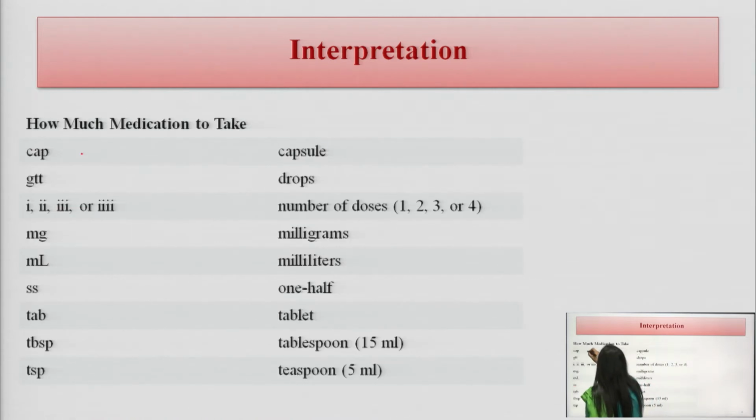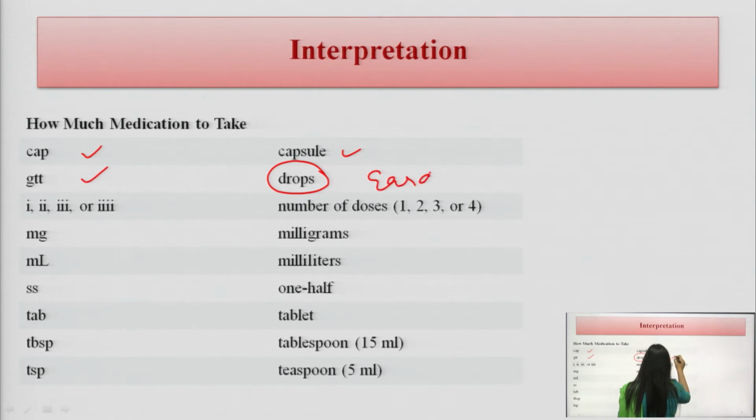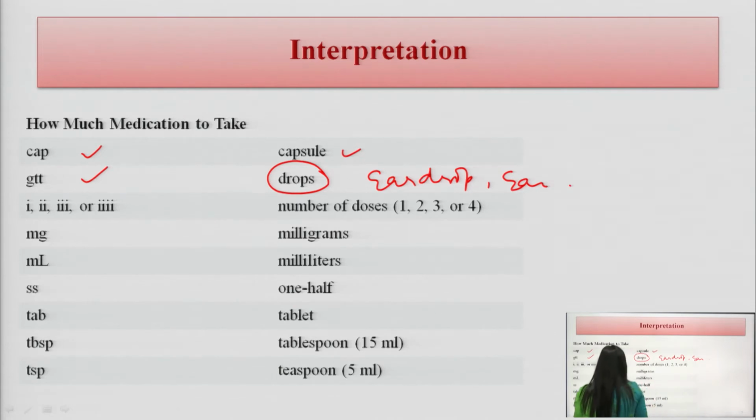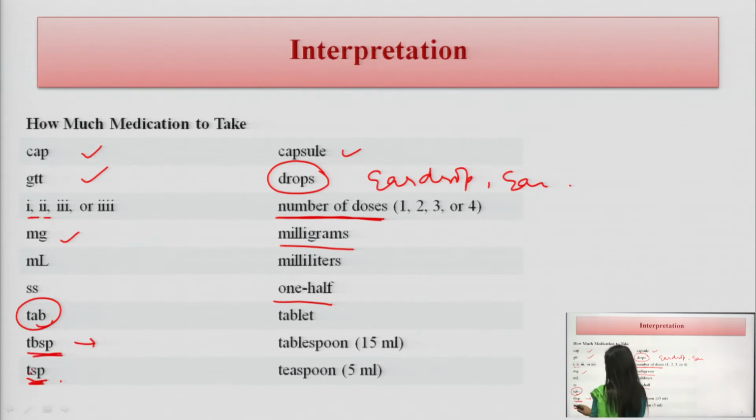Some of the interpretations, like CAP means capsule, GTT means drops, like it is written for eye drops and ear drops. And there are others, like first, second, third, which show the number of doses. Then mg showing milligrams, and similarly ml for milliliters, S for 1/2, tab for tablet, TBSP for tablespoon, and TSP for teaspoon. So like this it is written as an interpretation.